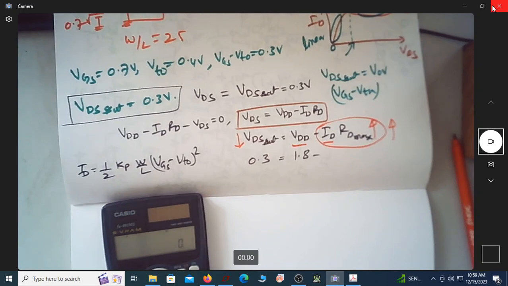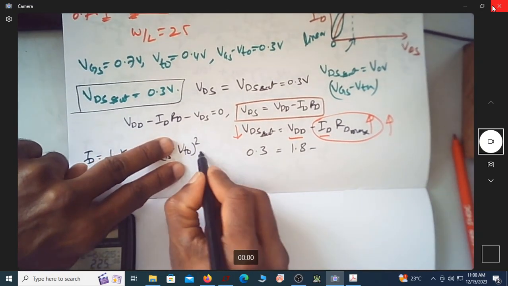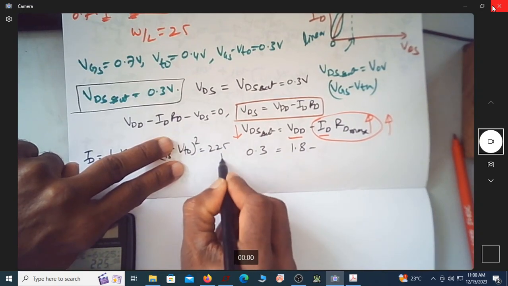So it is 0.5 into 200 exponential minus 6 into 25 is the W by L value, multiplied by VGS minus VT, that is 0.7 minus 0.4 whole square. So that is now given by 225 microampere.